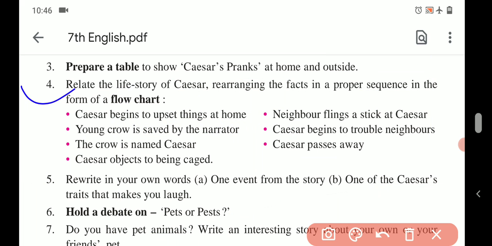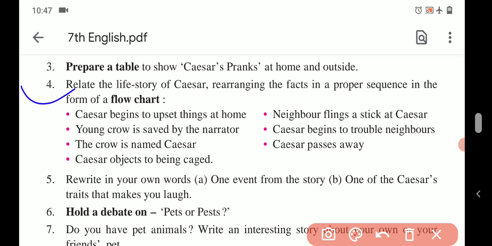relate the life story of Caesar, rearranging the facts in a proper sequence in the form of a flowchart. So first of all, whatever actions or facts about this story given, that you have to arrange in proper sequence. That is, whatever happened first, that you have to write first, and accordingly the second, the third, and so on. So next concept, that is flowchart.